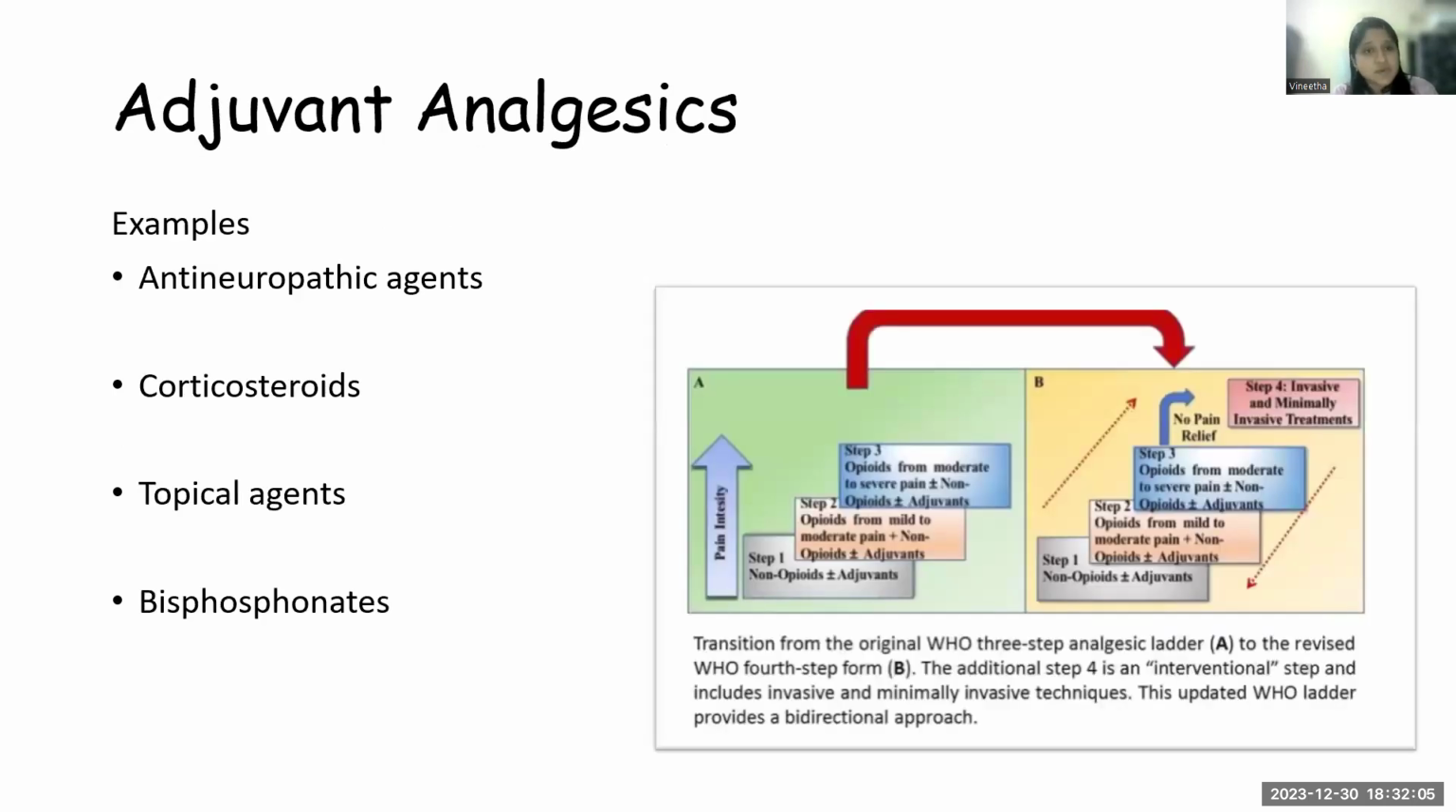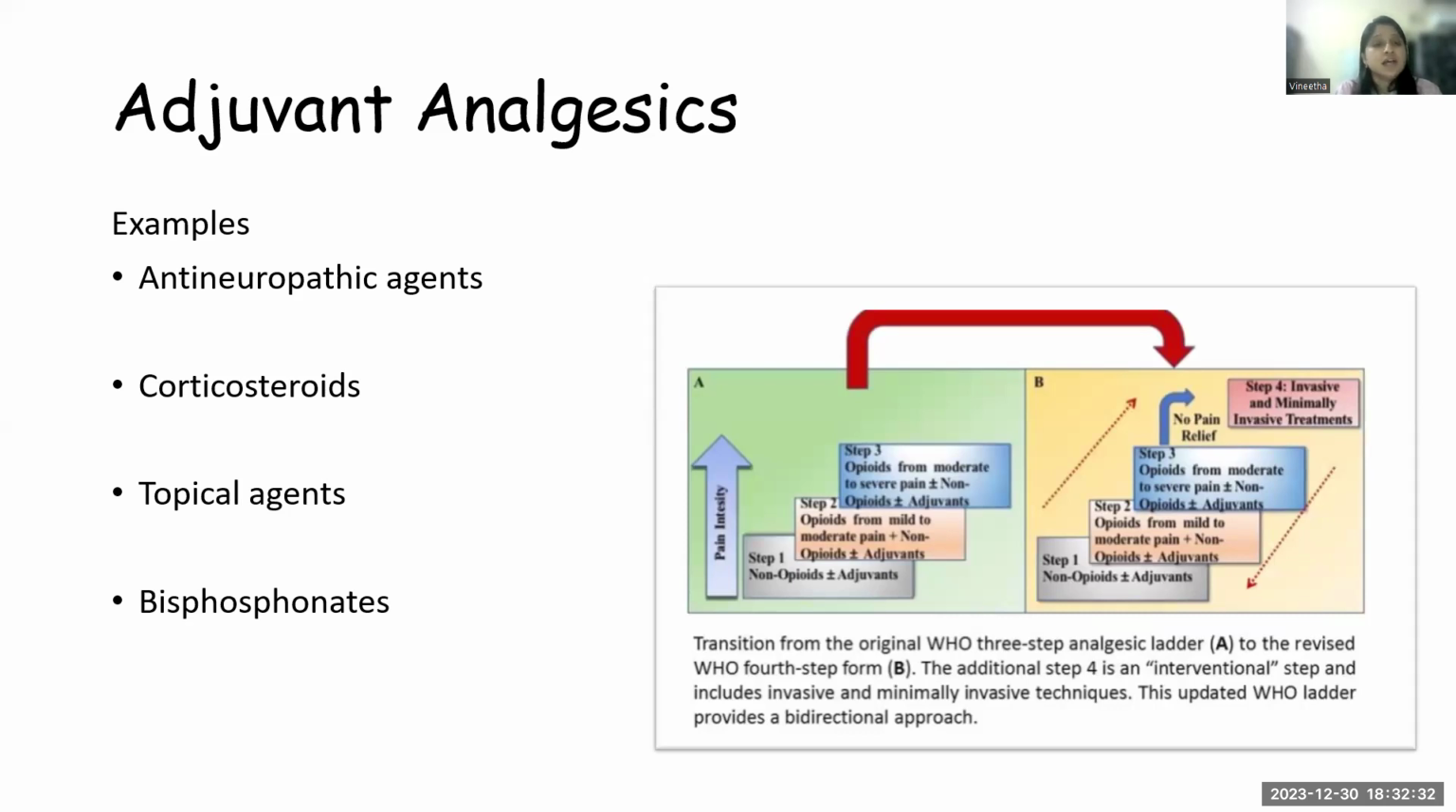Then coming to the adjuvant analgesics. So what are the examples of adjuvants? The most commonly used adjuvants are the antineuropathic agents. Then we have corticosteroids for inflammation. As an anti-inflammatory, we can use corticosteroids. Topical agents like topical local anesthetics, lignocaine patches, capsaicin. Then bisphosphonates for bone mets and pathological bone fractures in all those situations.